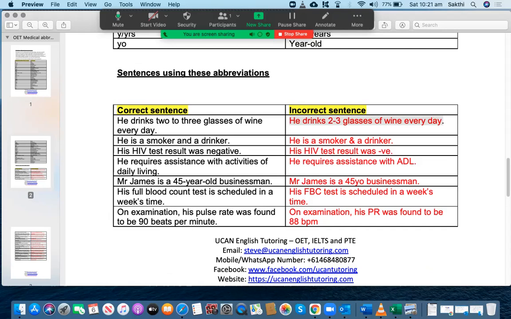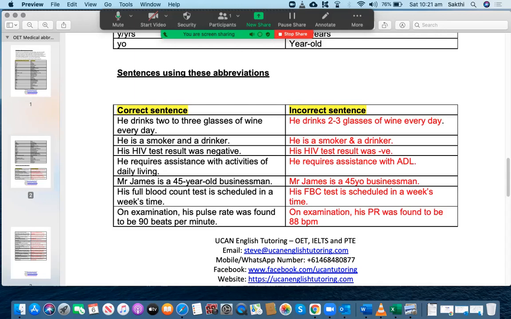He drinks 2 to 3 glasses of wine every day. Remember that if the number is below 10, or 10, it is recommended to write the numbers in words like this, TWO or THREE. And this hyphen is expanded as TO. Let's go to the next example.